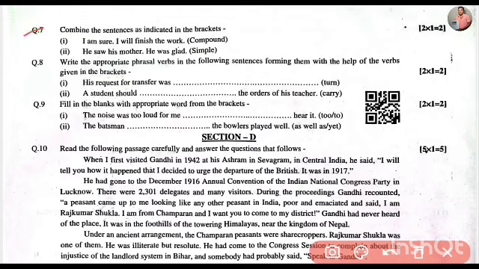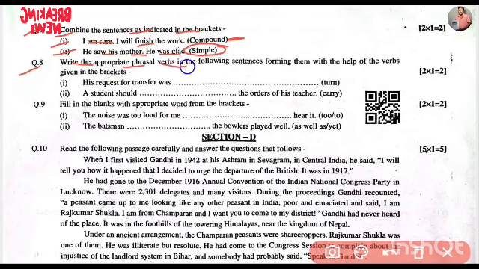After that, you have question number 7. Combine the sentences as indicated in the brackets. So, the first one is, I am sure I will finish the work. You have to use the compound verb in this. The second one is, he said his mother. He was glad. Quote. You have to use the simple verb in this.